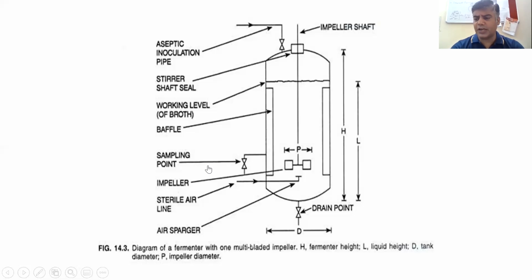There is temperature control also, through which we check the temperature of the fermenter. There is a thermometer, and cooling coils and a jacket around the fermenter, which maintain the temperature of the fermenter. During the fermentation process, various reactions take place in the fermenter. Heat is generated.